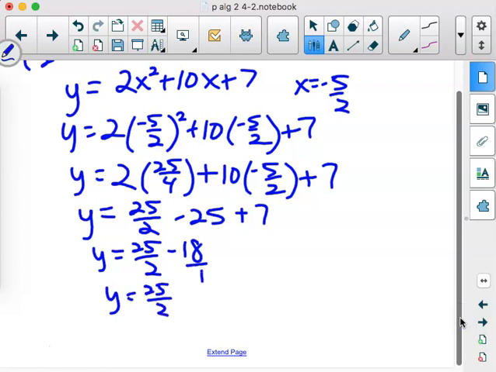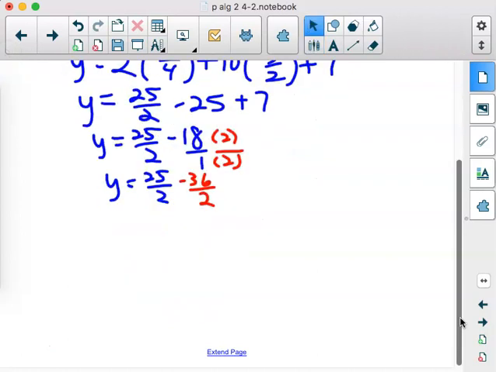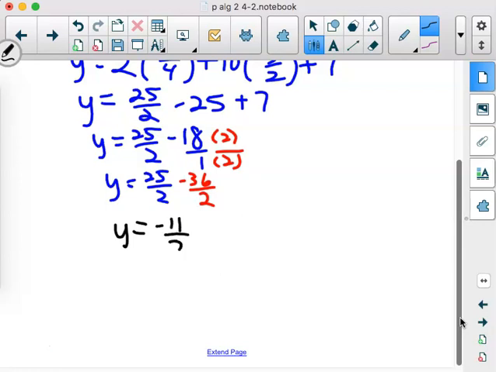And then I need a common denominator for these two. Right now this is 18 over 1. So what I have to do is multiply the top and the bottom by 2, and that would give me negative 36 halves. Last step, 25 minus 36 is negative 11. Phew. All of that by hand.